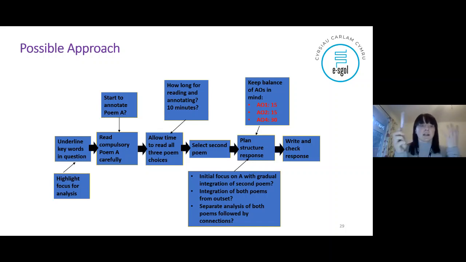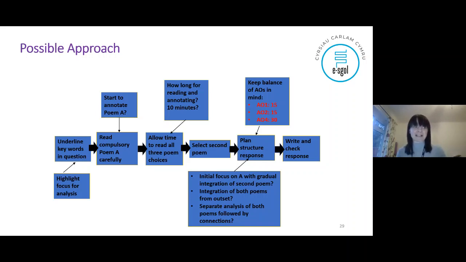So underline the keywords in the question to start with, okay? Then you'd read your compulsory poem A, all right, and possibly start to annotate poem A, all right? So by underlining the keywords, you're highlighting your focus, okay? What are you focusing on? Then once you've read through poem A, you're going to think about reading your 3 poem choices, okay? So how long should you read for? How long should you annotate for?